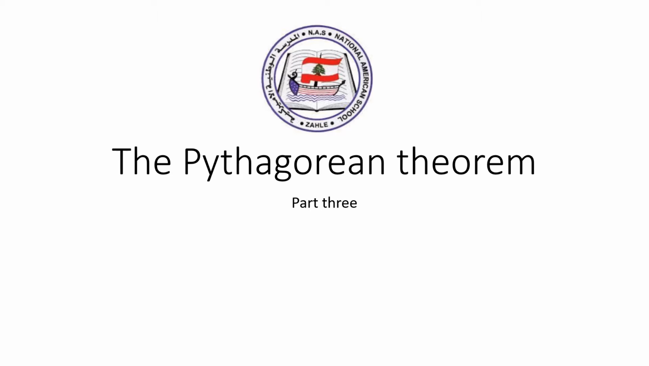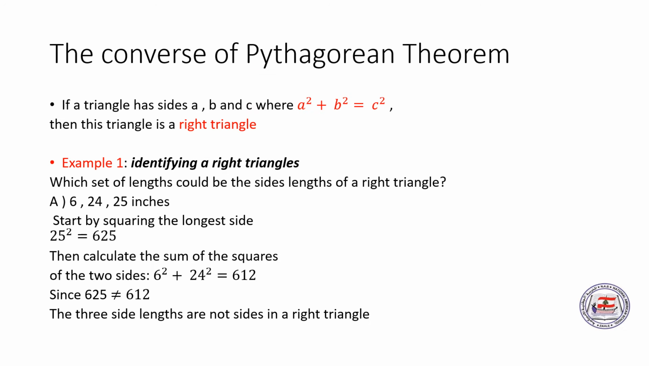The objective of this section is to identify right triangles. We will identify a right triangle using the converse of the Pythagorean theorem, which states that if any triangle has sides A, B, and C, where the relation between the sides is defined by A squared plus B squared is equal to C squared, then this triangle is a right triangle.